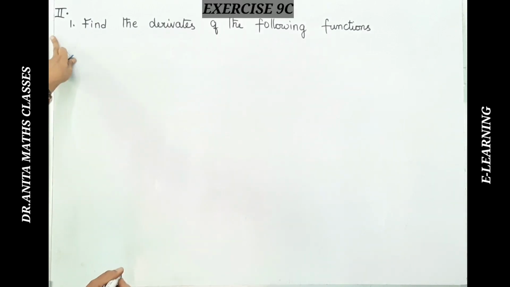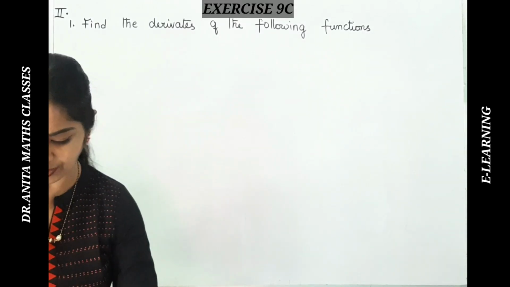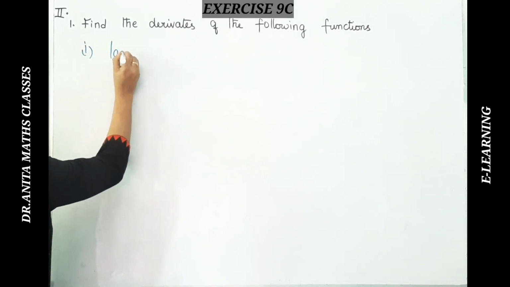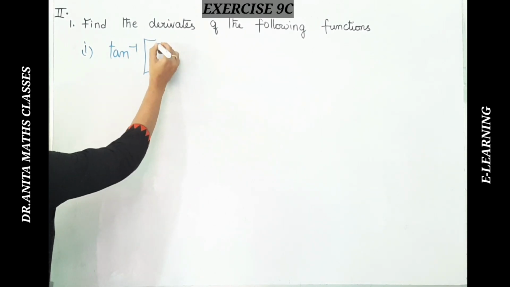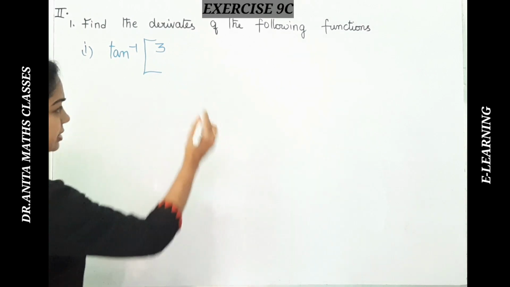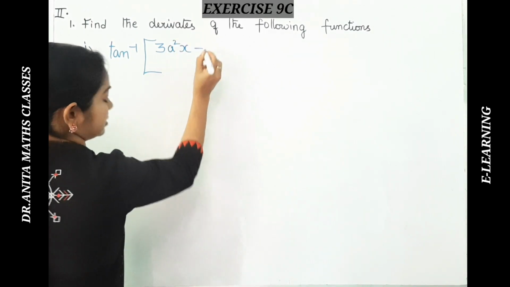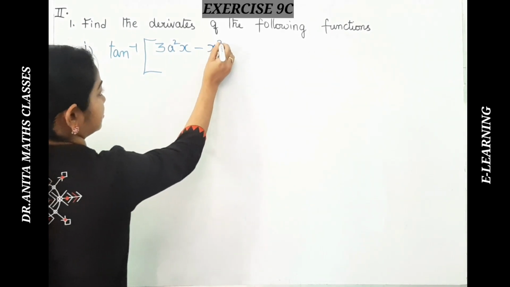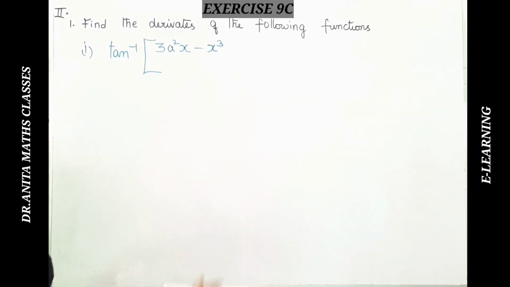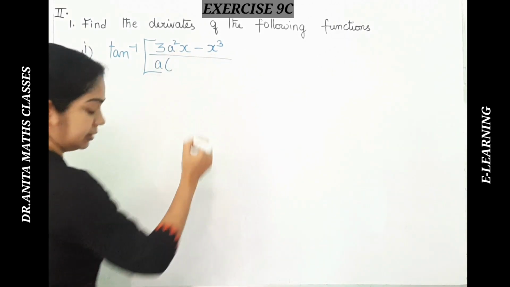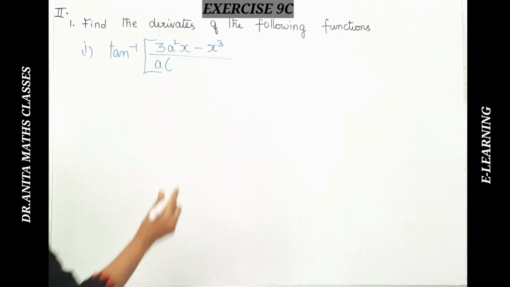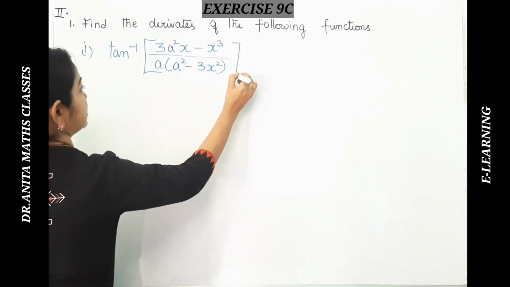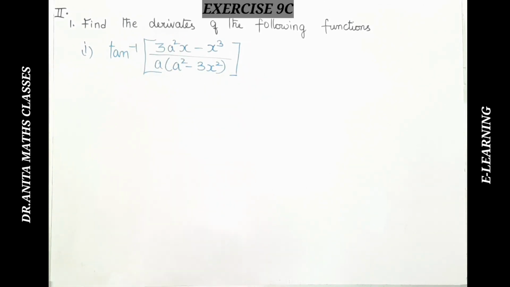Now here, find the derivative of the following functions. The first question, I'll see the textbook here: tan inverse of (3a square x minus x cube) divided by (a into a square minus 3x square). Yes, this is the problem. We need to find the derivative of the following function.